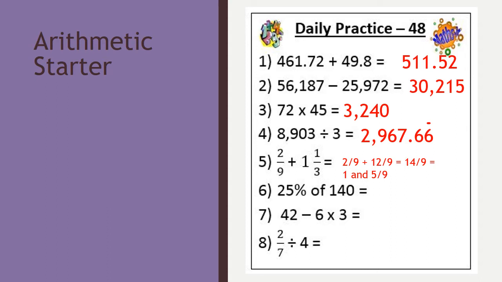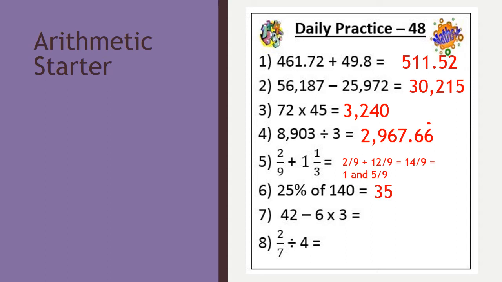Both are correct. Number 6. 25% of 140, well that's the same as a quarter of 140. So if I halve 140 I get 70, if I halve 70 I get 35. So 25% of 140 is 35.